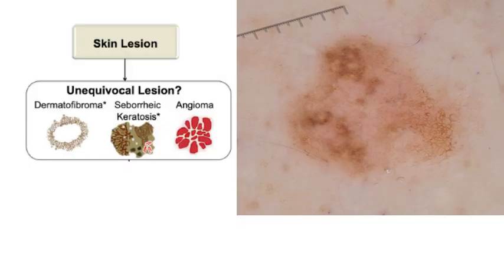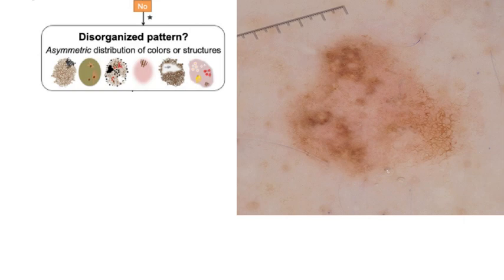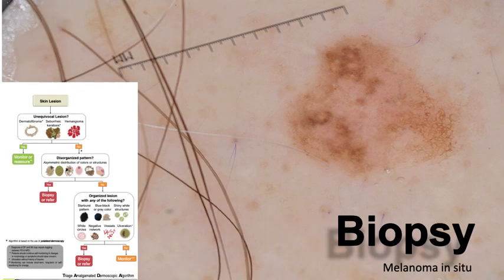First question, is this an unequivocal dermatofibroma, seborrheic keratosis, or angioma? And the answer is no, it does not reveal any of their criteria. Therefore, we move to the second step. Is this a disorganized pattern? Yes, the lesion reveals a disorganized pattern, and again, a biopsy is performed, and this demonstrated to be a melanoma in situ. Let's see another case.